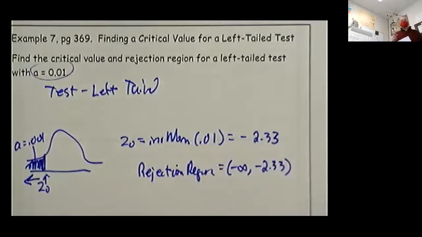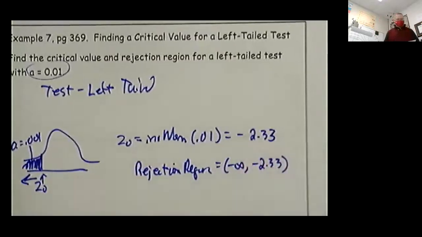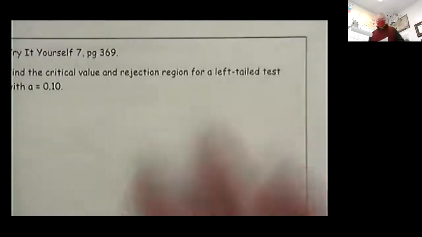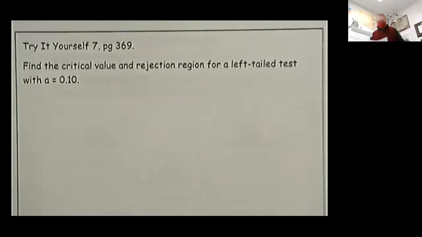And then what we're going to do in the problem is we're going to see if our z-score fits in that region. If our z-score is in that region, we're rejecting the null. If the z-score is not in that region, then we're going to fail to reject the null. Same thing, try it yourself 7. If you want to, pause the video and find the rejection region.